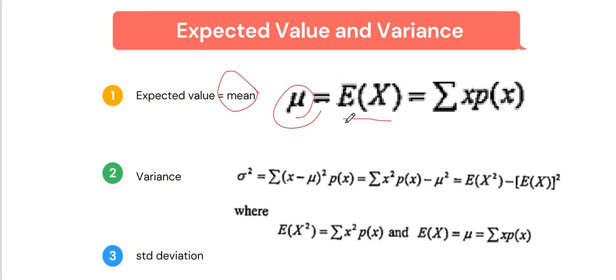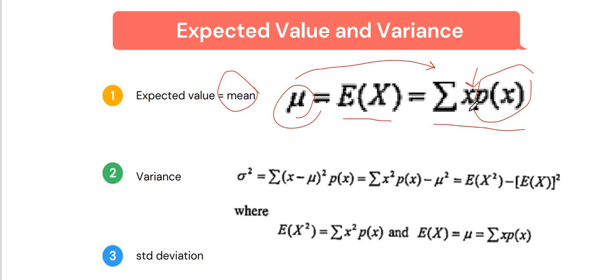Expected value of x. And what does it mean? This one is just the explanation of what's meant by expected value. So mu is equal to expected value, and to find the expected value or mean, you need to sum all x, px. So what's meant by x, px? Here px is your probability, and x is the variable. So what we do here, you need to multiply x times px.